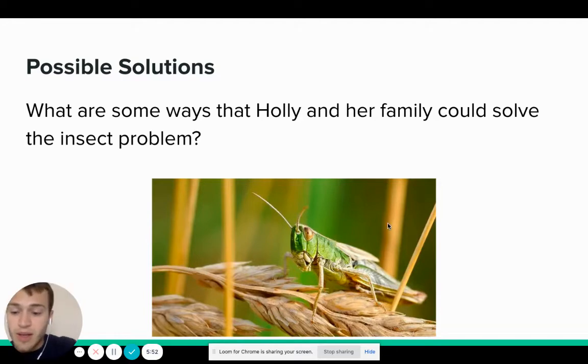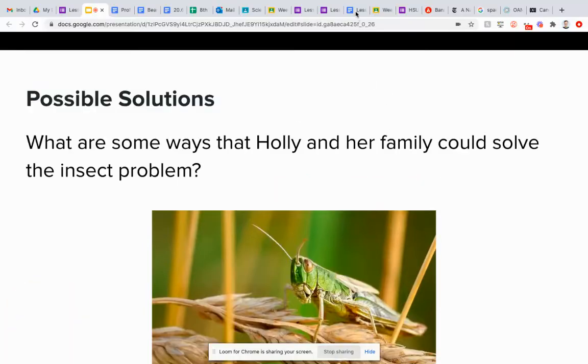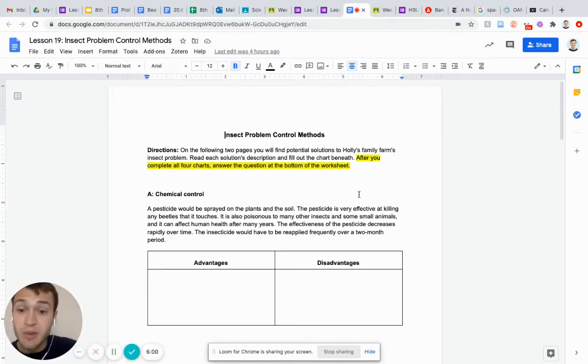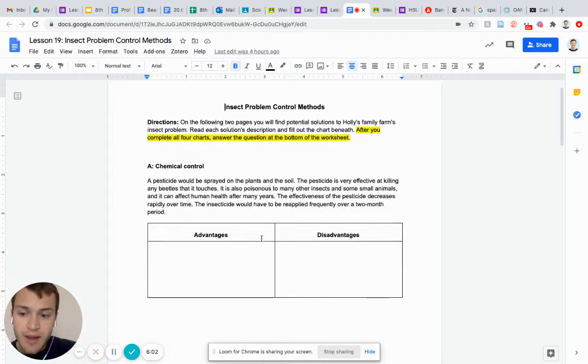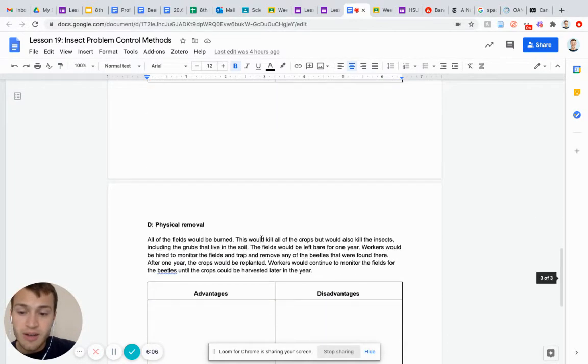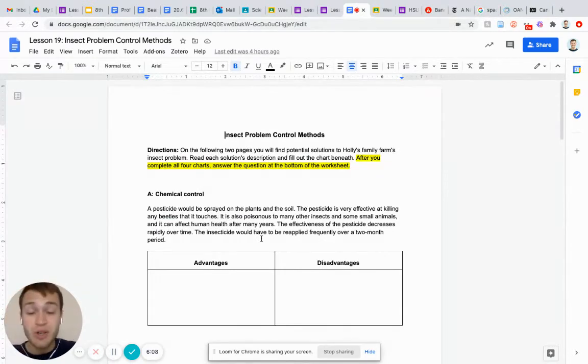All right. So there are some solutions that other farmers have tried to get an insect problem under control. Holly and her family are considering 4 different control methods, and you're going to take a look at them and you're going to recommend one of them.